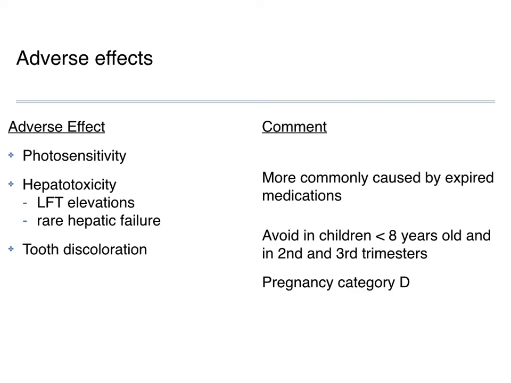And then tooth discoloration, and so we want to avoid these agents in children less than 8 because it'll cause tooth discoloration while they're still developing their teeth. That also leads to the fact that these are contraindicated in the 2nd and 3rd trimesters of pregnancy because you can have that same effect in the fetus. And so these agents are pregnancy category D, which is one of the higher risk categories that you'll see when it comes to antibiotics. Most antibiotics tend to be pregnancy category C, which is fairly common for antibiotics, but these are a D, so definitely a more contraindicated class of drugs when it comes to pregnant patients.